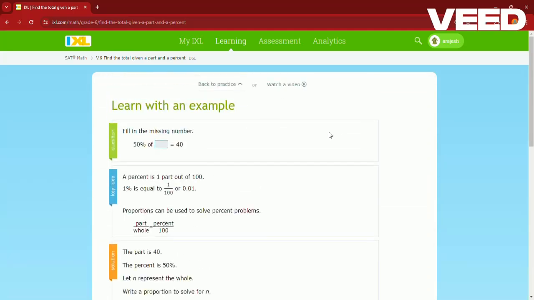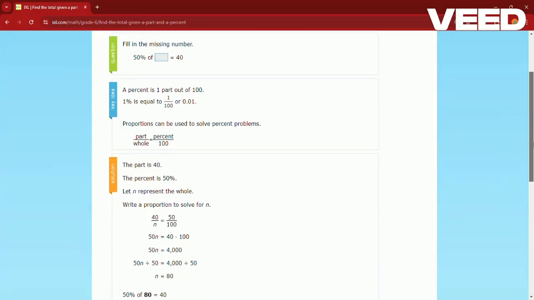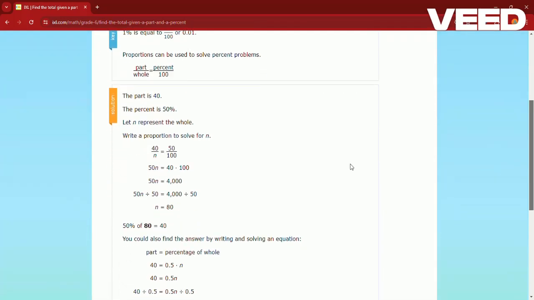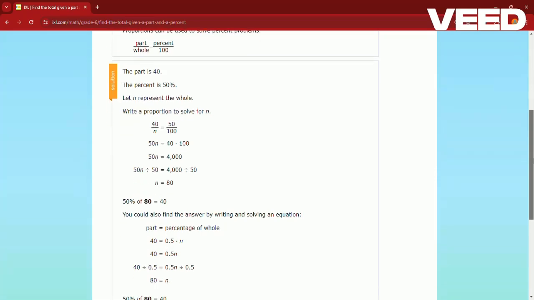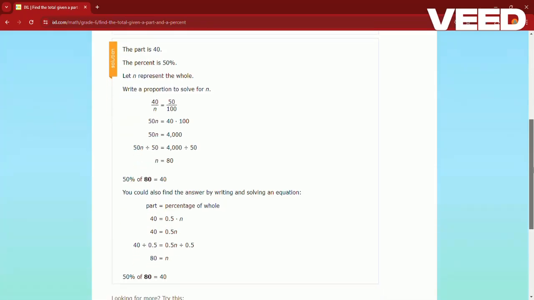Fill in the missing number. 50% of what number equals 40? It's the same key idea discussed in the previous lesson, but if we do it in proportion style, we get 40 over n is equal to 50 over 100. Cross multiply and you get 50n equals 40 times 100. Then you do the math and you get n is equal to 80.